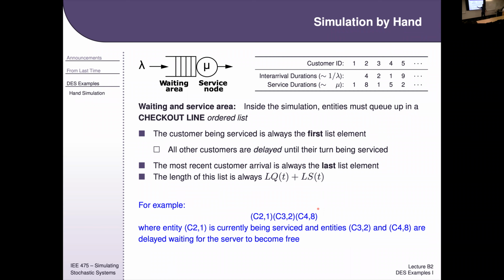What I mean is we're just keeping track of how many people are either waiting for service or currently in service. This can be empty, in which case the cashier is sitting there waiting for someone to arrive. So LS plus LQ will always be the length of this list. I'll just pause there. Questions about that? Does that make sense? Okay.